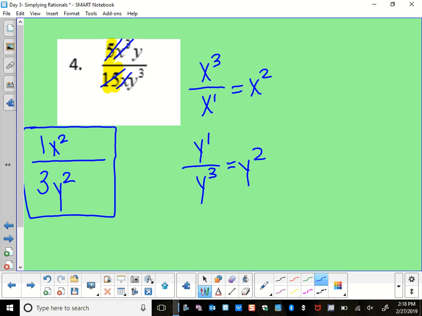If you forget how to do that and you have time to draw it, that's fine. You could put 3 x's on top divided by 1 x. Because when you cancel out, you're left with x squared on the top. And then if you had y divided by 3 y's, that will cancel out, and I'm left with y squared on the bottom. Questions there?